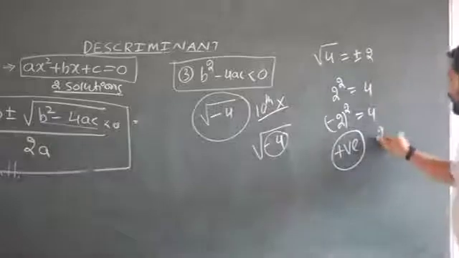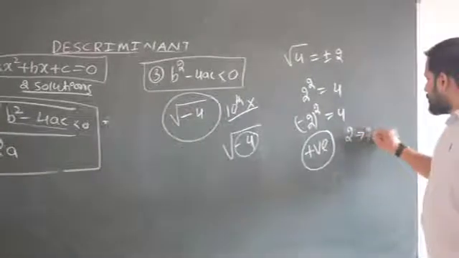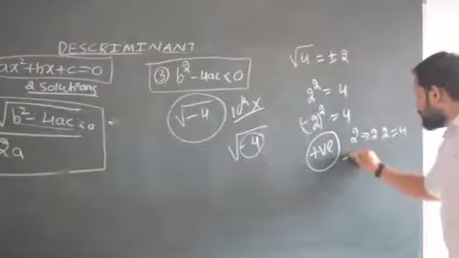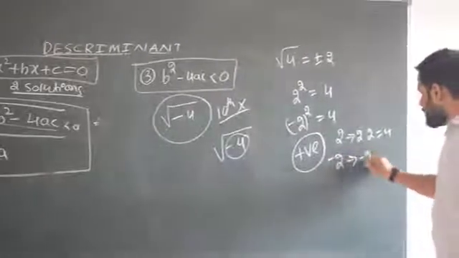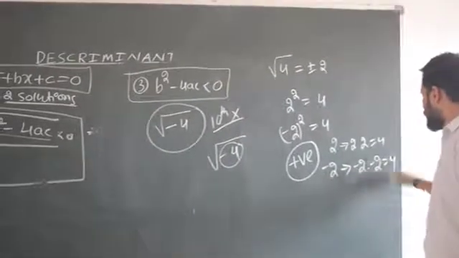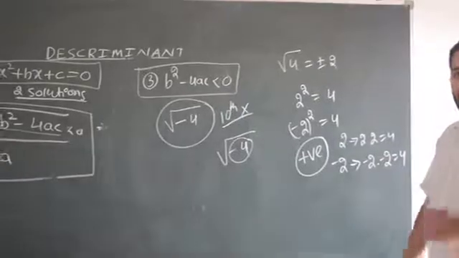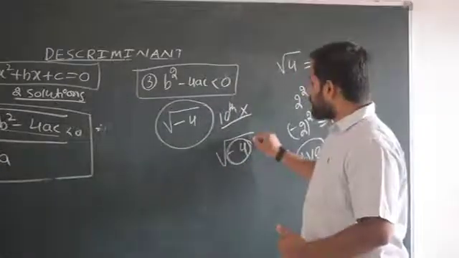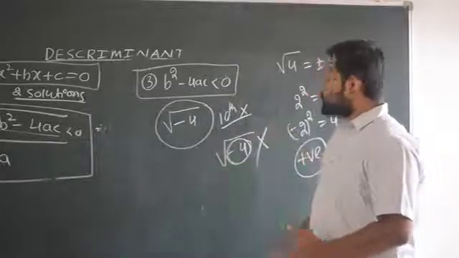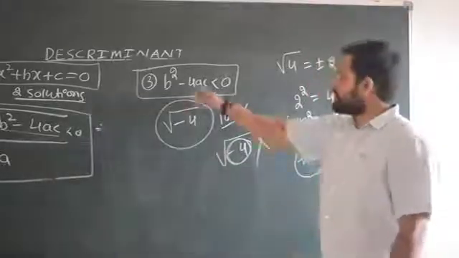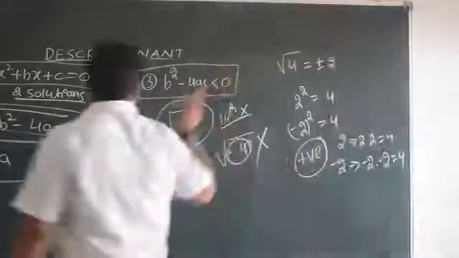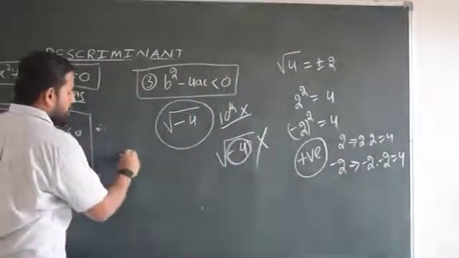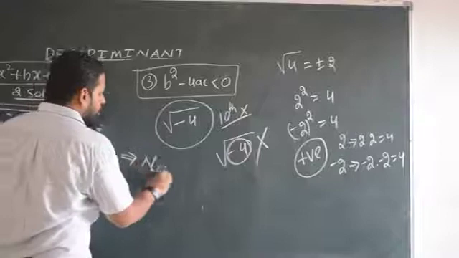Because if you are taking 2, it is plus 2, that is 2 into 2, it is going to be 4 only. And if you take minus 2 square, that means minus 2 into minus 2, again it is going to be 4. Now you have to find one number such that if you square that, you are going to get minus 4. Is it possible? I don't think so. It is not possible. So that's why if this b square minus 4ac is less than 0, then immediately you have to say no real roots.